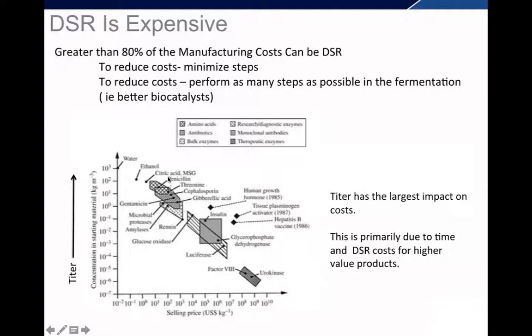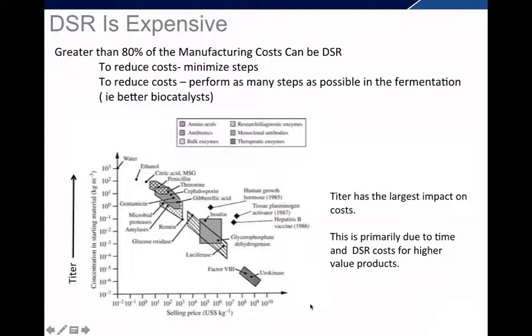And so, for example, things like ethanol, which we use for fuel, that's fermented by yeast, citric acid, monosodium glutamate, antibiotics, penicillin, cephalosporin are on the higher titers and the lower selling prices. And then some of these enzymes that are used for both clinical use as well as for industrial use, insulin, factor 8, urokinase, for example, are on the higher selling price and have the lower titers.